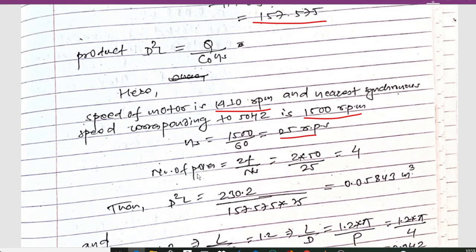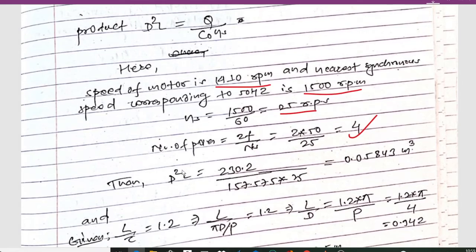Now the number of poles is also not mentioned in the question, so we need to calculate it. For that we have P equals 2F upon NS. So 2 into 50 upon NS, and we have obtained NS as 25 RPS. So the number of poles is going to give 4. Now D square L: we will use the relation Q upon C naught into NS. On substituting all the values, you will get 0.05843 meter cube.